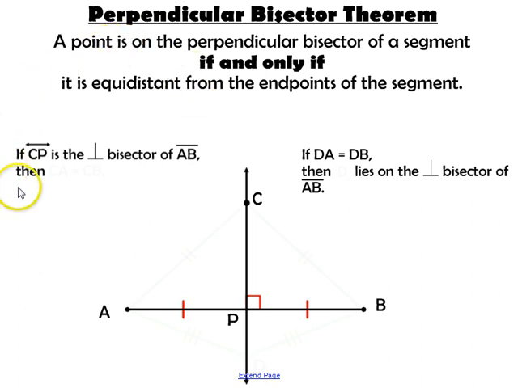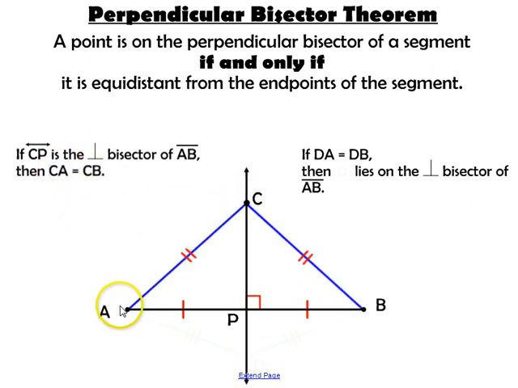So for the conditional, if CP is the perpendicular bisector of AB, then the length of CA is going to be equal to the length of CB. The converse states that if you have segment DA congruent to DB, so that means there's some point D where the length DA is congruent to DB, then that point D must be on the perpendicular bisector of AB.